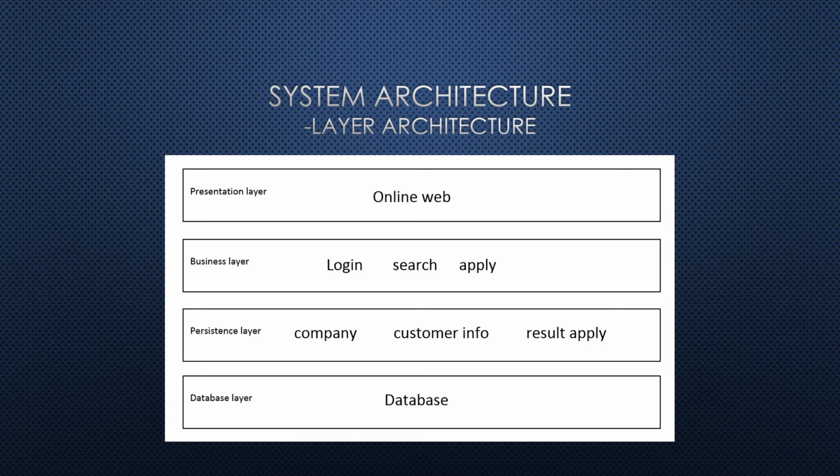The third layer is the persistent layer. It has company, customer info, and result apply. Company means the company that the user applies to. Customer info means the user info. Result apply means the result that a user gets. The fourth layer is the database layer. It has the database. The database will store all the information.